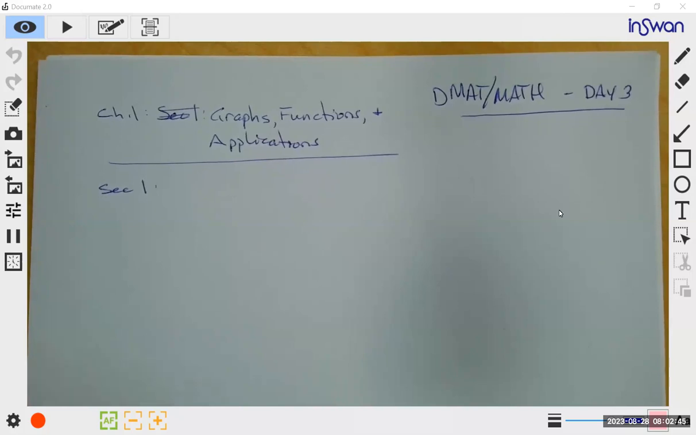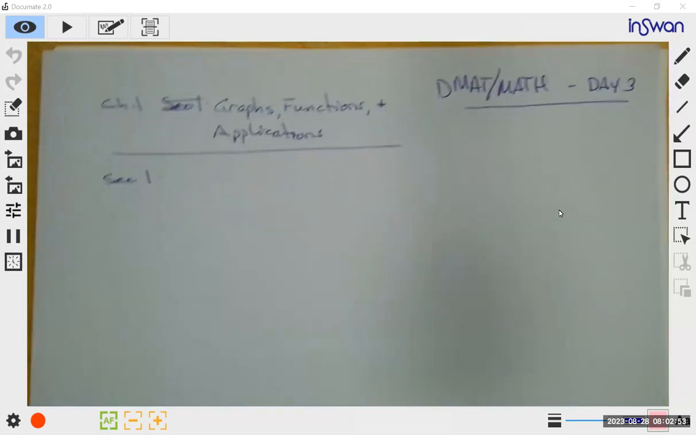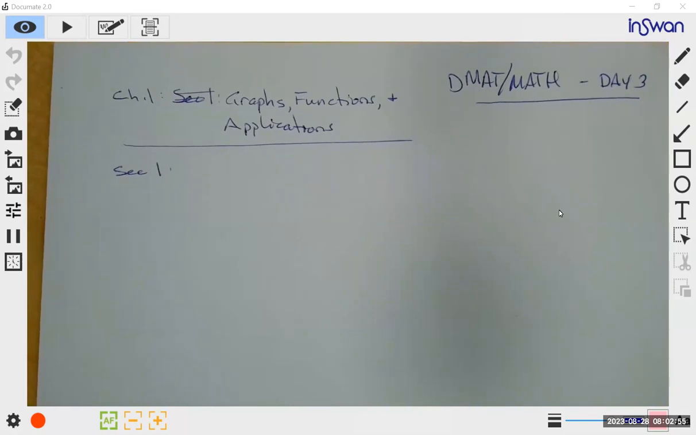In our class, we're going to have games. We're going to have lectures. We're going to have stuff like that. So you'll be doing stuff at your desk, and I'll be throwing stuff on the board. The first section we're going to look at are basically graphs. What is a graph?